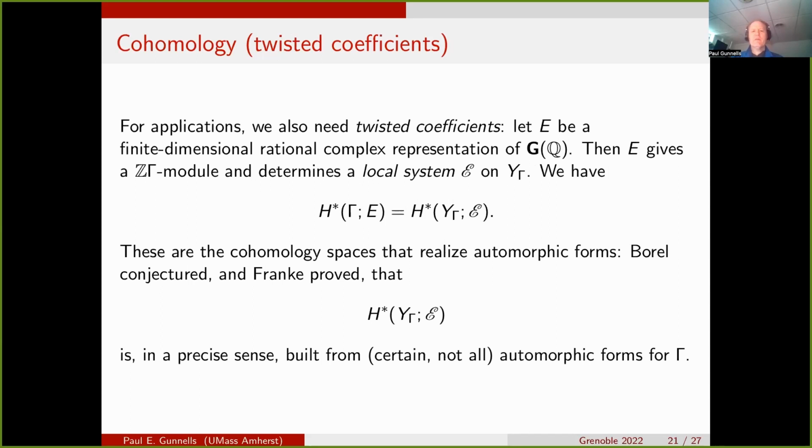Okay, so we really need to work with this kind of general coefficients to be able to have the most applications, and these are the spaces where the automorphic forms live. So it's a conjecture of Borel and theorem of Franke that these spaces are built from automorphic forms. They're not all of them, not all automorphic forms are going to show up, but all of these spaces are sort of intrinsically tied to automorphic forms. Okay, so these are the spaces really that we're interested in investigating computationally and trying to understand connections to the various things that we discussed on the first slide.